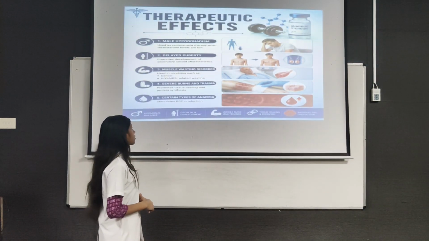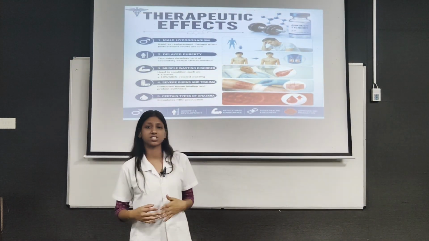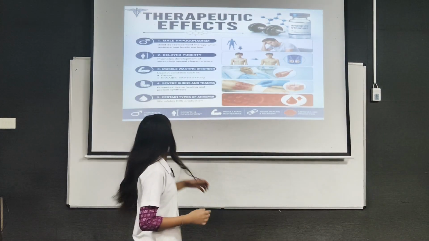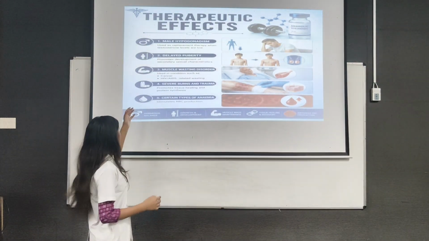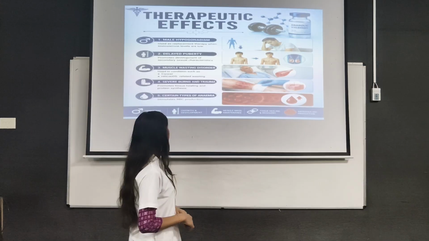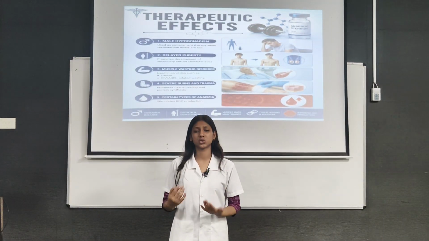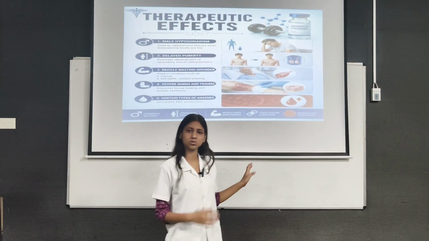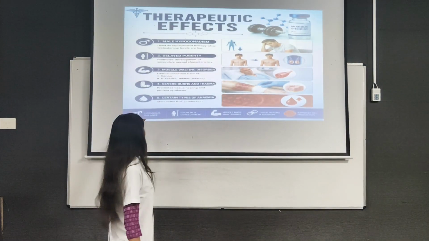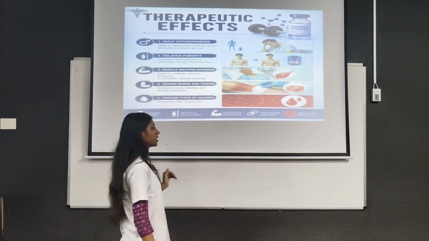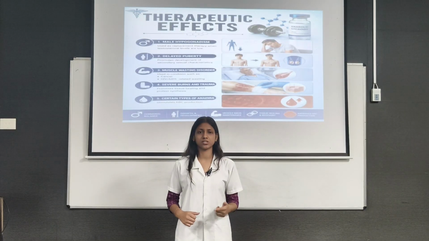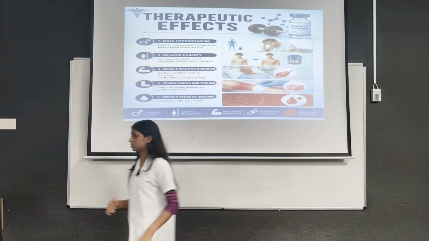Next is muscle wasting disorder. It is also used in conditions such as HIV and AIDS, and cancer. Next one is severe burns and trauma. Since it helps in tissue healing and muscle repair, it is also used in conditions of burns. Fifth one is certain types of anemia. Since it helps in erythropoiesis, it is also used in anemic conditions.